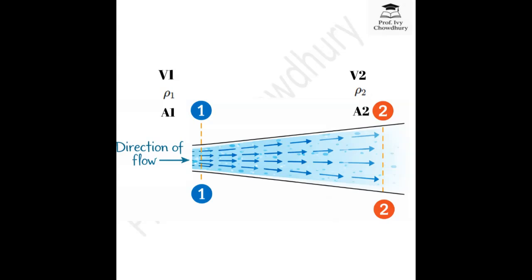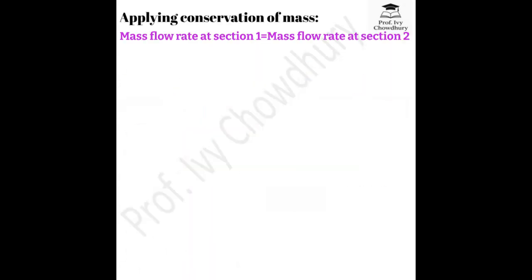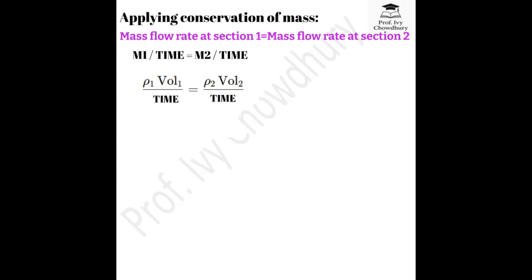When a fluid flows through a pipe, the mass flow rate remains the same at all sections. Mathematically, m1 by time is equal to m2 by time. ρ1 into volume 1 by time is equal to ρ2 into volume 2 by time. As we know, mass is equal to ρ into volume.